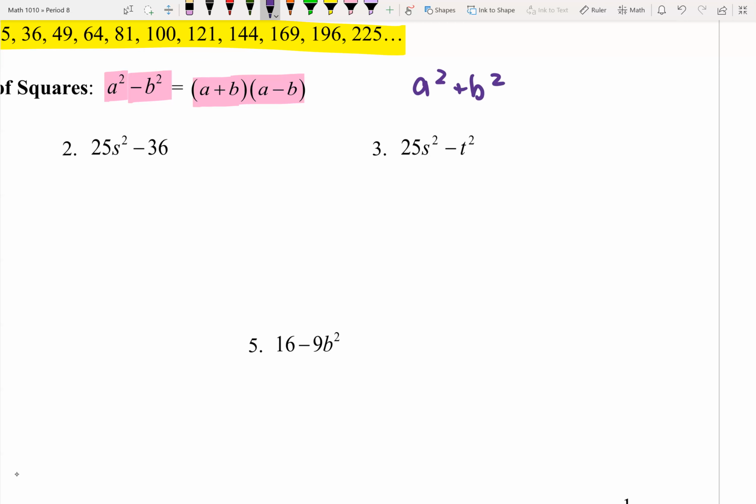I want you to come over here and write a to the second plus b to the second. Is there a rule for squares when there's a positive in the middle? Do you know? There's not, so I want you to write no rule. There is no rule for the sum of squares. It's only the difference, only if you have a negative.